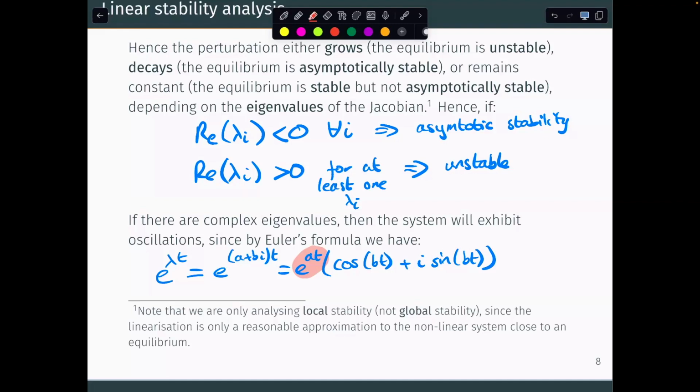Yes, very good question. I was just wondering what you mean by constant motion in case that's equal to zero. I'm having trouble differentiating that from asymptotically stable. Sure. Okay.